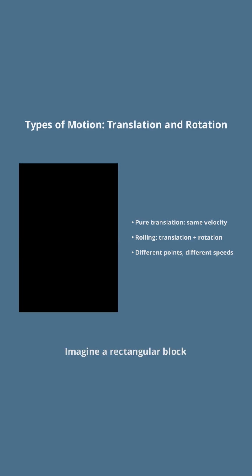Imagine a rectangular block sliding down an inclined plane. Here, every particle in the block moves together, each with the same velocity at any instant. This is called pure translational motion. Now picture a cylinder rolling down the same plane. While the cylinder shifts position, not all its particles move at the same speed. Some points move faster, some slower, and the point in contact with the plane may even be momentarily at rest. This motion combines translation with something extra: rotation.